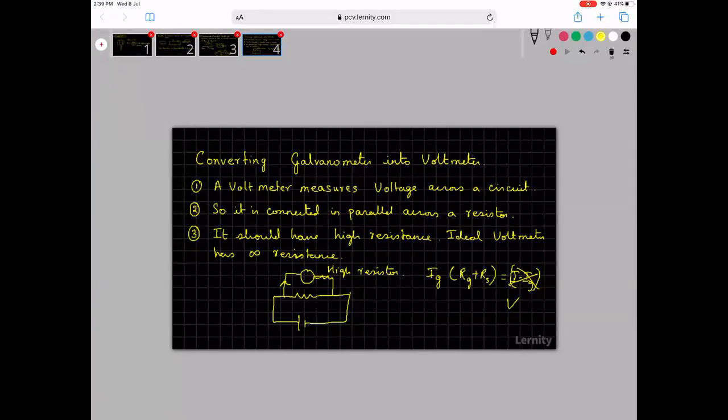So you have to connect a resistance in series to the galvanometer. Connect a resistance in series to the galvanometer. This is what you do.